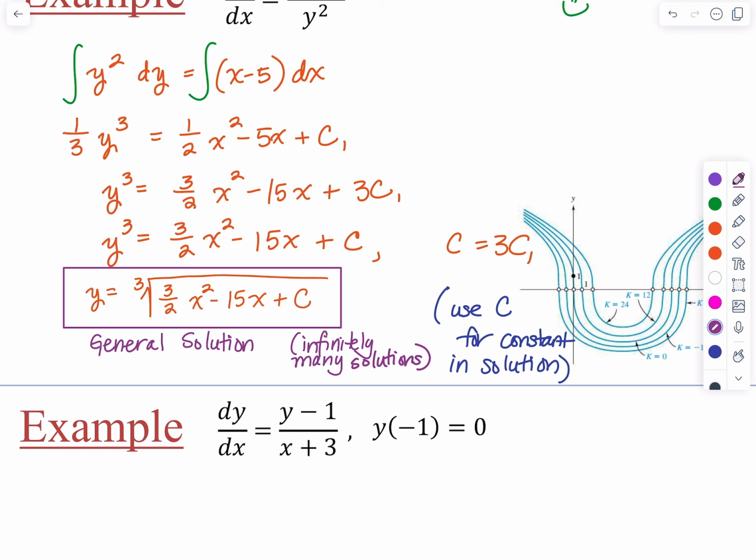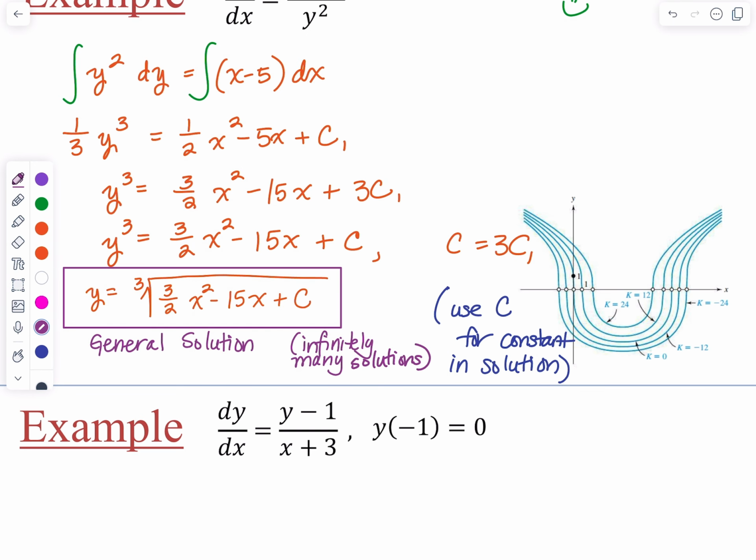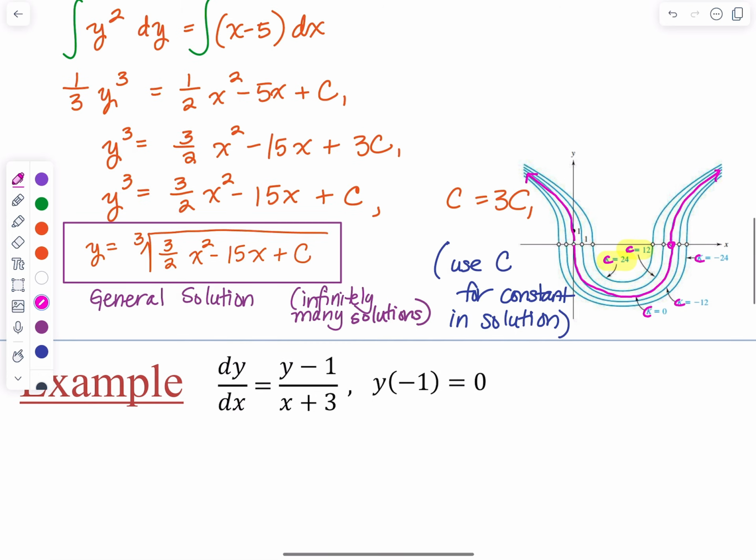If we look to the right, you can see that some of the solutions are represented here. So you can see this is the solution when c is 24. Here's one when c is 12. Of course, we used c. And here is the solution when c is equal to 0. And so forth.